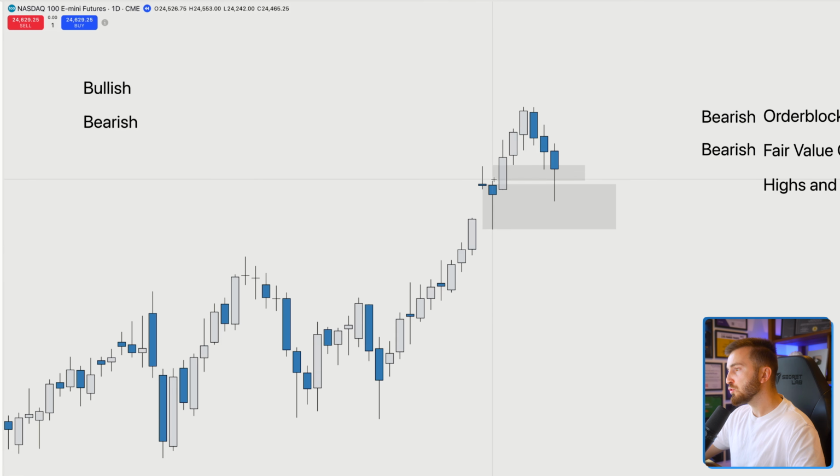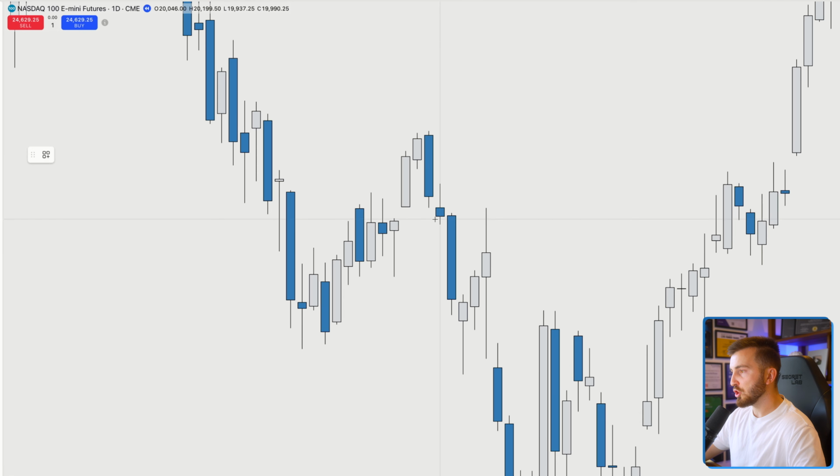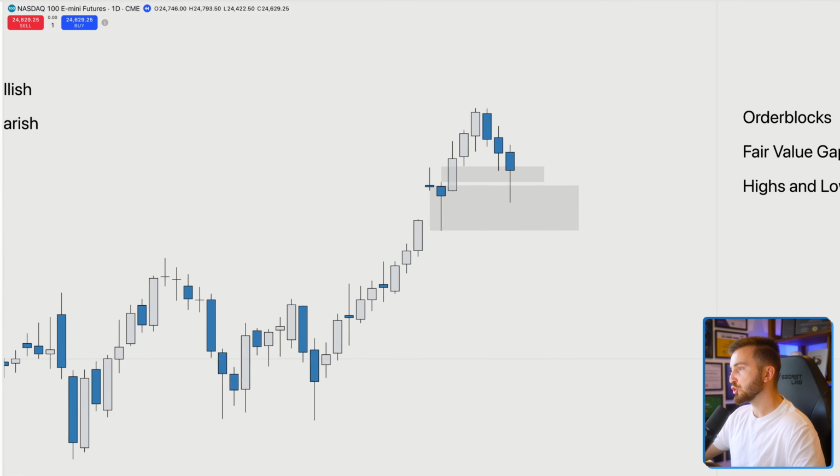Now, for traders who don't know, fair value gaps are simply a 3-bar pattern where the first candle high and the third candle low do not meet, creating a gap. So this is the bullish fair value gap. The bearish fair value gap is also a 3-bar pattern where the low of the first candle and the high of the third candle do not meet, creating a gap. And the low of the first candle and the high of the fourth candle create this gap, which is called the fair value gap, which you can see was respected and the market moved down. But let's go back to the most current price.